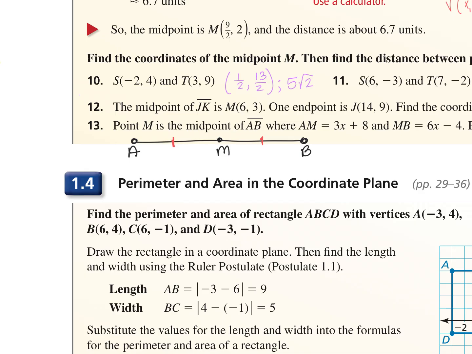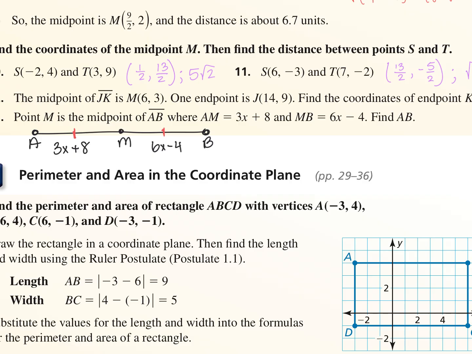Going ahead and labeling, AM is 3x plus 8. MB is 6x minus 4. I'm going to go ahead and solve for x because that's the first thing I have to do. Solving for x, I'm going to set them equal to each other. So I'm going to have 3x plus 8 equals 6x minus 4. I'm going to subtract 3x from both sides. I'm subtracting 3x because I don't want a negative. And then I'm adding 4 to both sides. These are going to cancel out. I'm going to end up with 12 equals 3x. I'm going to divide both sides by 3. My 3's are going to cancel. And then I'm going to get x equals 4.